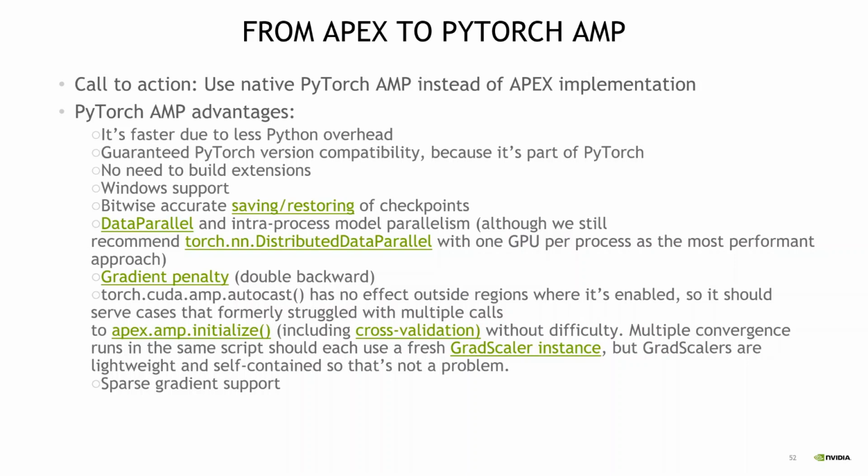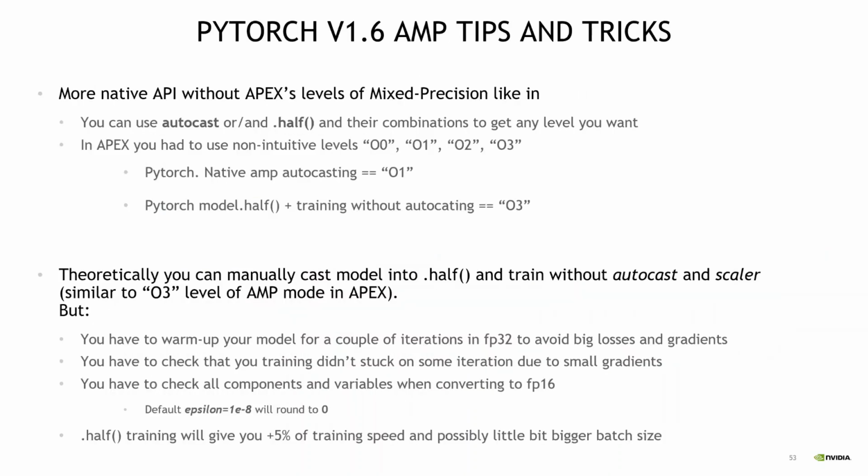Other advantages are guaranteed PyTorch version compatibility because it's part of PyTorch, no need to build extensions, Windows support, bitwise accurate saving and restoring of checkpoints. In Apex, you had to write some additional code to restore checkpoints, and some other advantages. PyTorch version of AMP has more native and intuitive API in comparison with Apex. This is my point of view.